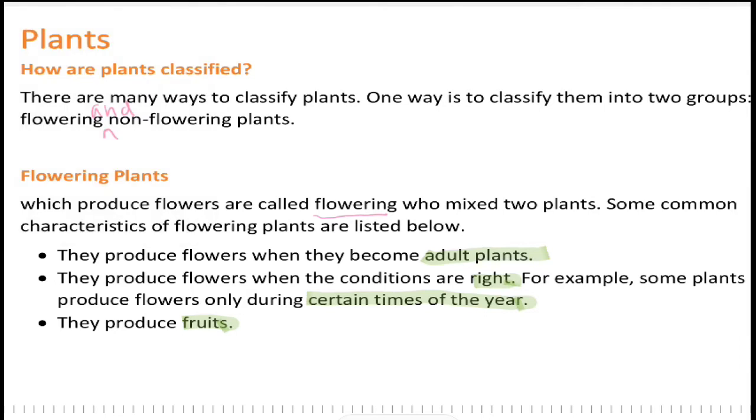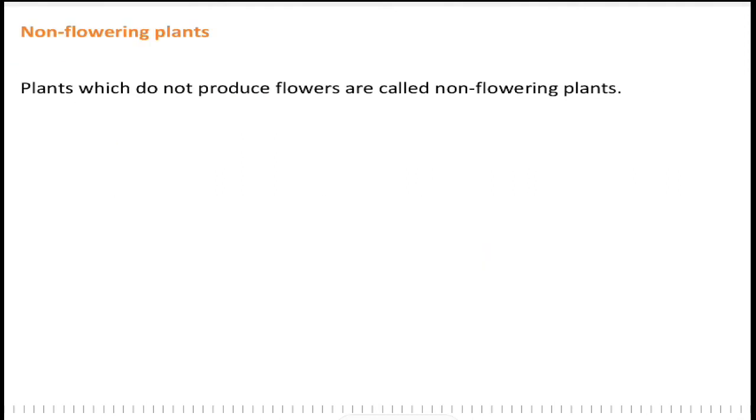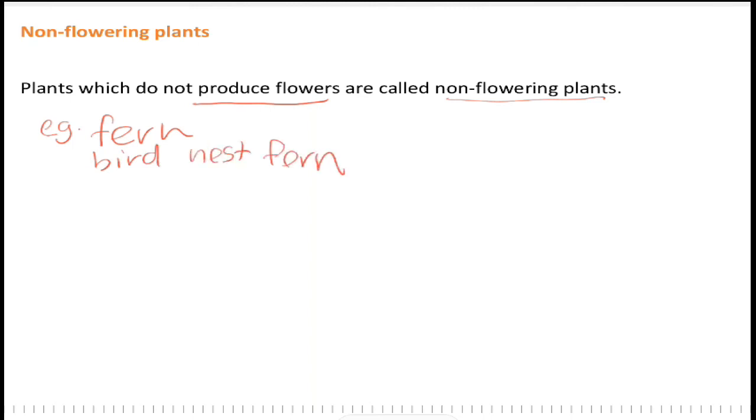Like that, flowers can become a fruit after 1 week. I hope you understand. Non-flowering plants do not produce flowers. For example, fern, bird's nest fern. I hope you understand non-flowering plants.